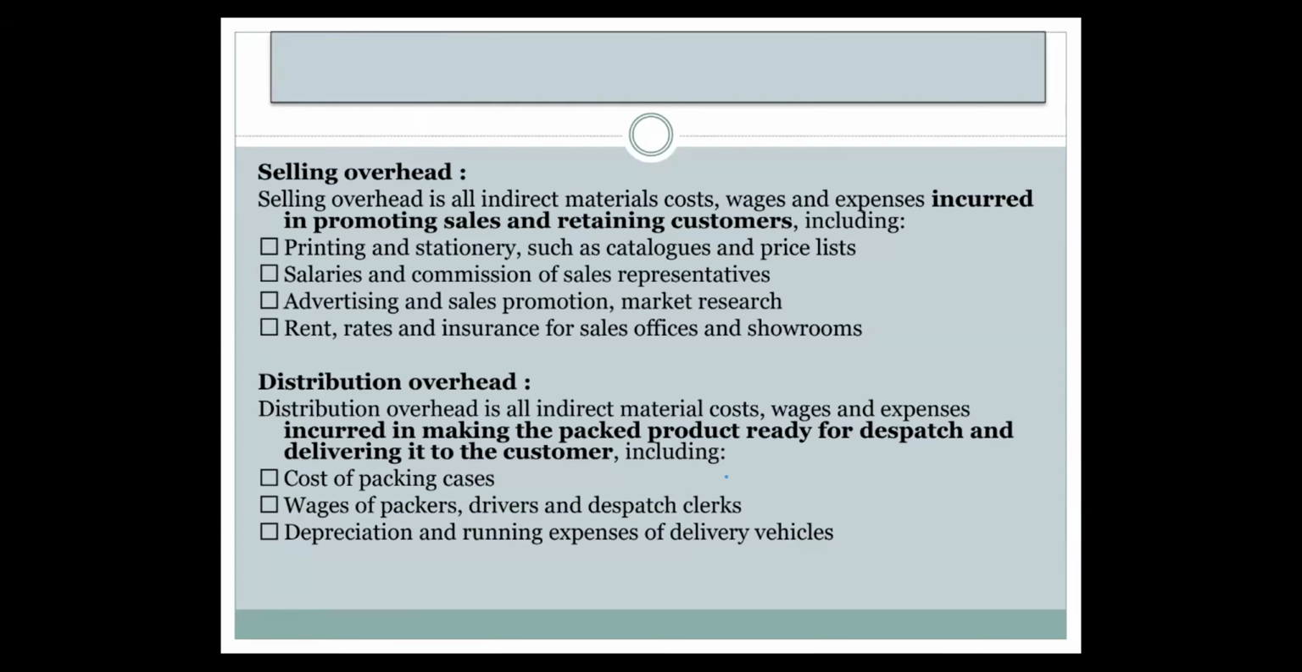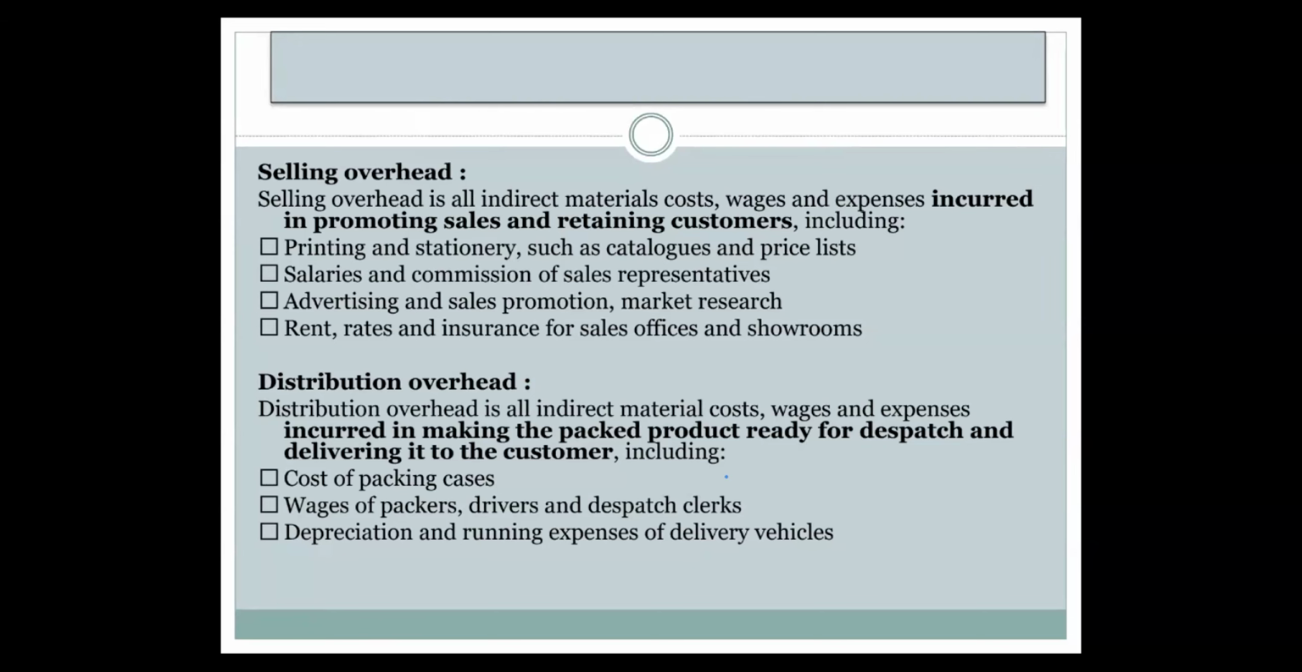Beside administrative overhead, we also have to incur some expenses for selling of a product, and some expenses are incurred for distribution of the product. These are called distribution overhead. So one overhead is for selling of a product and another for distribution of this product.